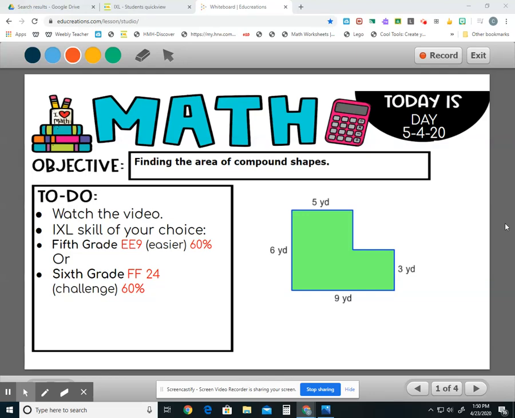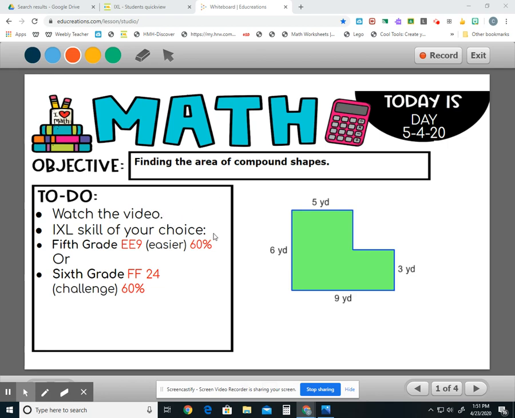Hey guys, it's Missy back with a second edition of Finding the Area of Compound Shapes. On Friday, you watched the first video, which is basically an introduction. Today I want you to watch the video, which you're doing right now. And then when you're done with the video, I'm giving you a choice.